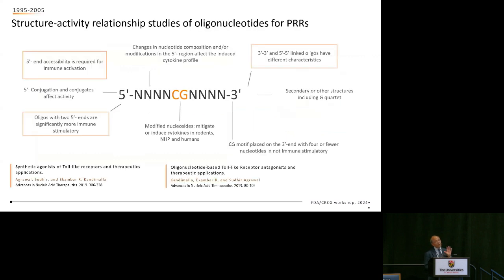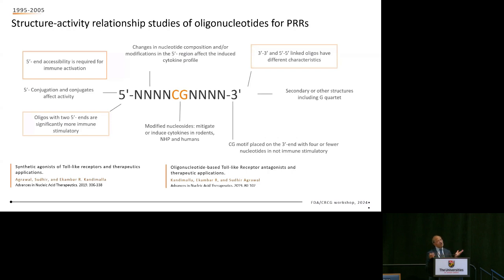So what we have done is I'm going to focus only on TLR9 because that is for bacterial DNA and that's more relevant for antisense. But there are portions of RNA in antisense as well. And for that, we need to focus on TLR7, 8, and 3 as well. But I am going to focus only on TLR9 today.